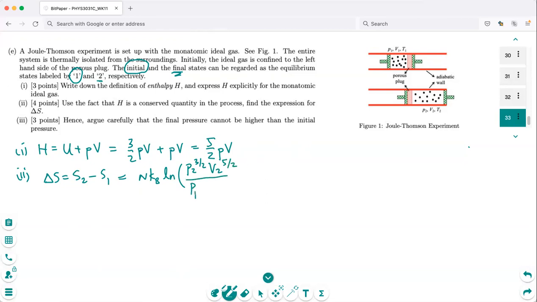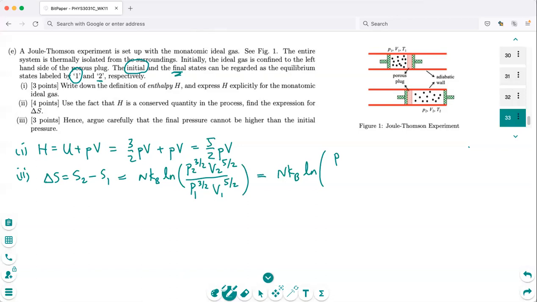Okay, this is 1. Okay, this is the equation that you could copy from the previous question in the exam. All right, so I have nkb, I have log, and now I want to use the fact that this is a conserved quantity, which means I will have 5 halves P1 V1 is the same as 5 halves P2 V2, which means P1 V1 is the same as P2 V2. So I will have a lot of cancellation here. All right, so I would do it like this.